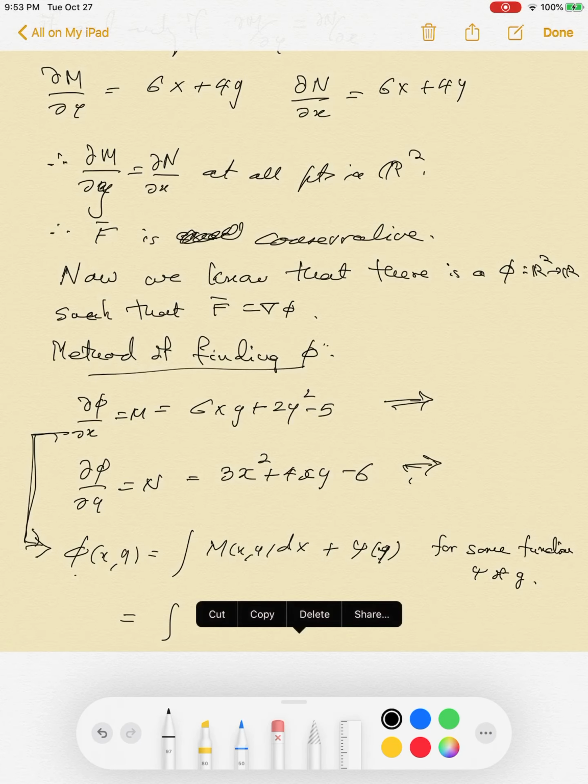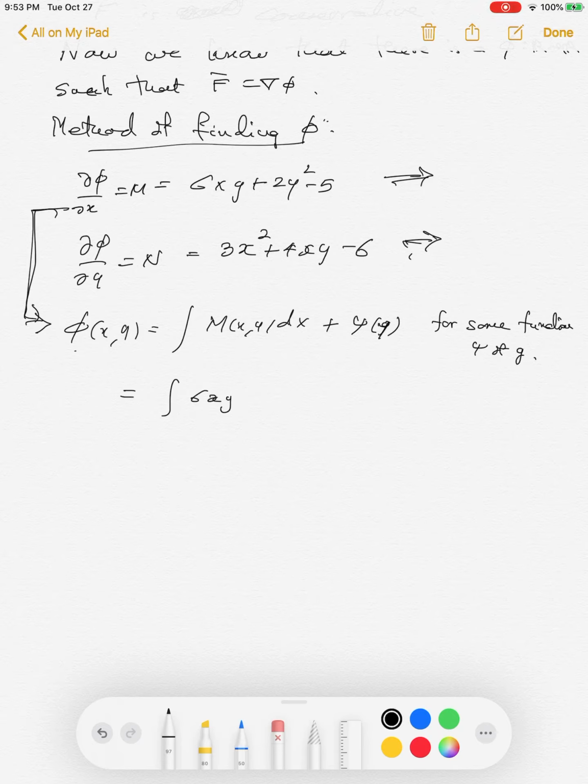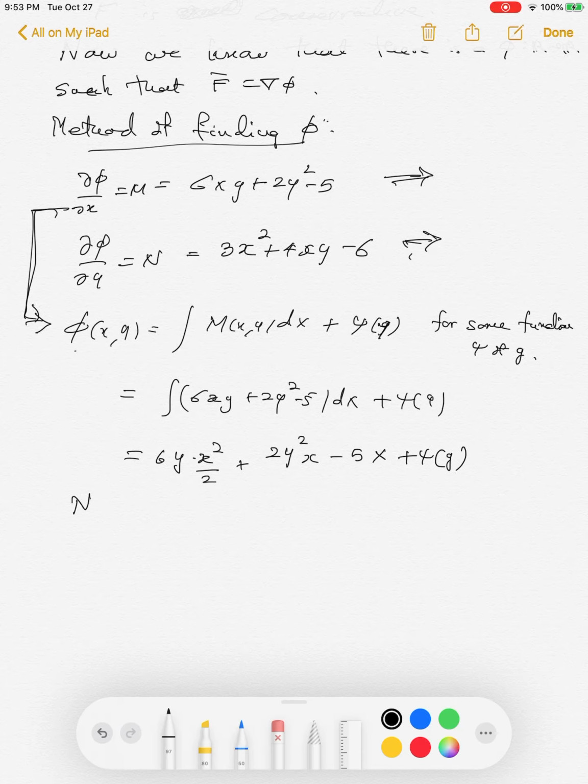So then you can see what this will be. What was the M? M is 6xy plus 2y squared minus 5, dx, plus psi of y. And so if we integrate, when you are integrating with respect to x, y is a constant, 6 is a constant, integral of x is x squared by 2. Integral of 2y squared will be 2y squared times x. Integral of 5 is minus 5x, plus psi of y. So now you find psi.